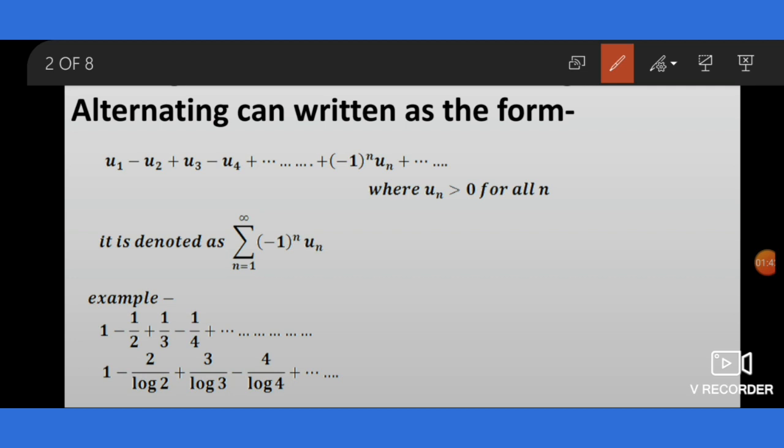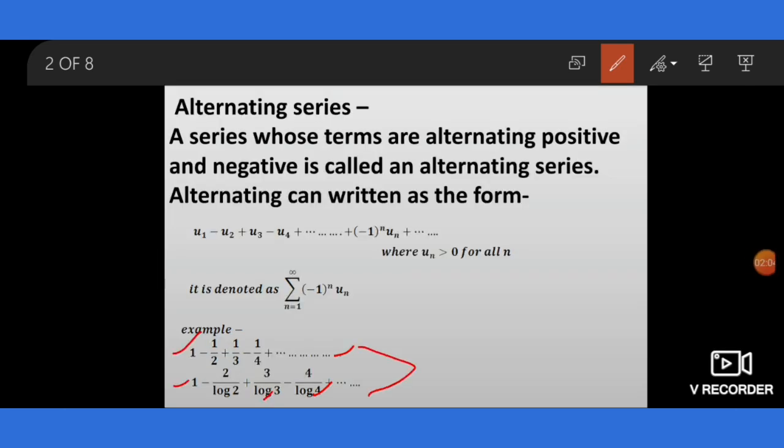The following are some examples of an alternating series. First is 1 minus 1 by 2 plus 1 by 3 minus 1 by 4 plus so on. Second is 1 minus 2 by log 2 plus 3 by log 3 minus 4 by log 4. These two infinite series are alternating series because they have alternating positive and negative terms.